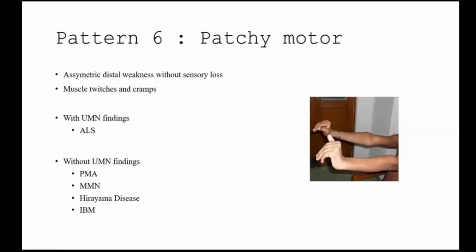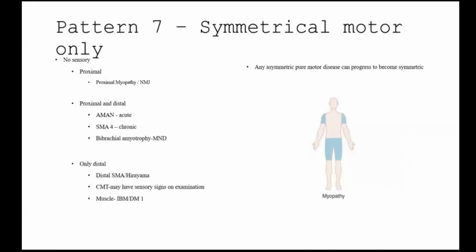Then Hirayama disease or distal spinal muscular atrophy is one. Inclusion body myositis is one. And dystrophy of myotonia and rare distal myopathy is the other. So in these presentations, the patient will have distal motor weakness. And in the majority of them, it is patchy. So next we move on to, now that was asymmetric or patchy motor.